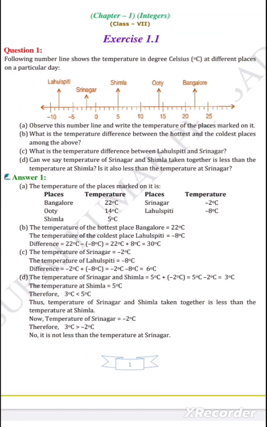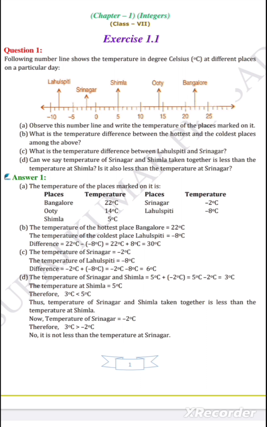Chapter 1 Integers, Exercise 1.1, Question number 1. The following number line shows the temperature in degrees Celsius at different places on a particular day. Here is a number line which shows the different places and their temperature on a day. Some of the questions are: observe this number line and write the temperature of the places marked on it.